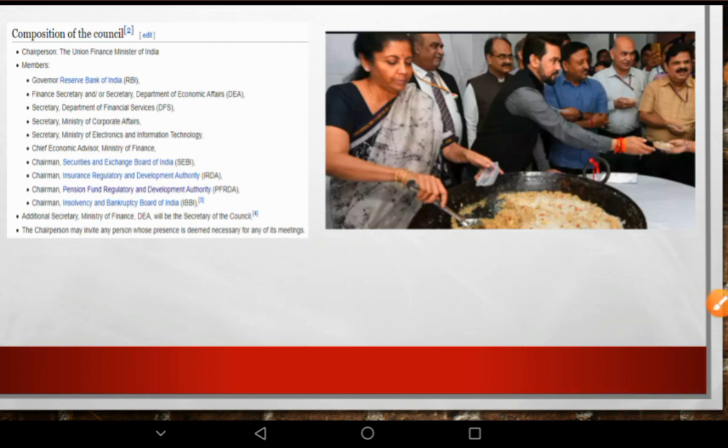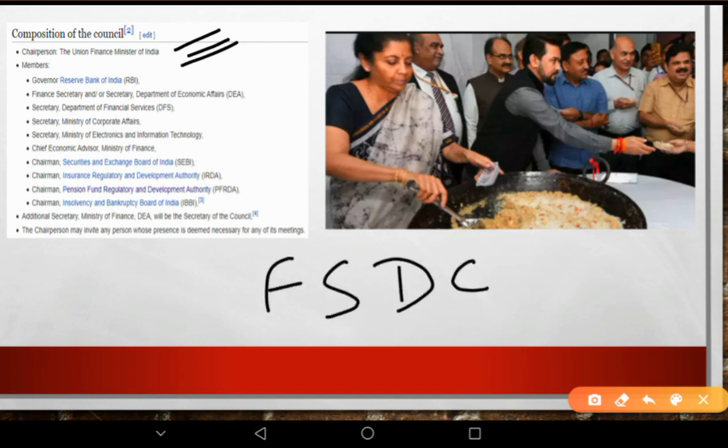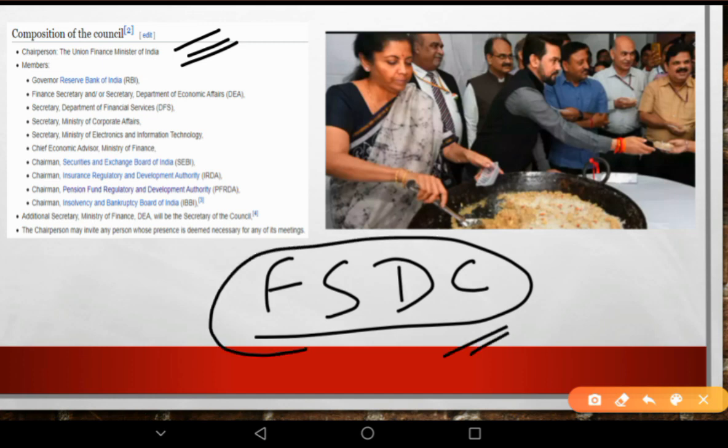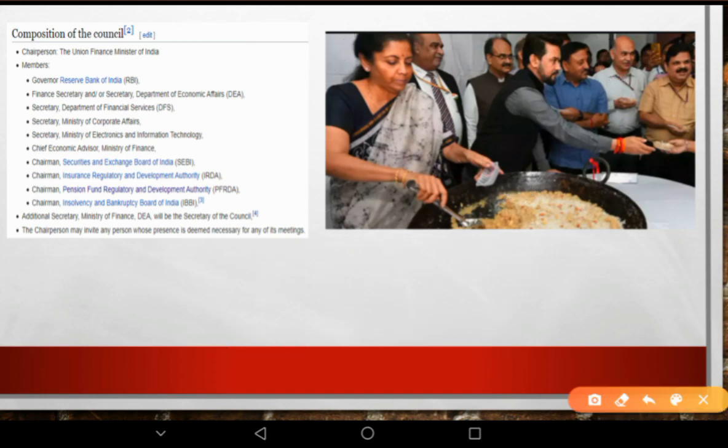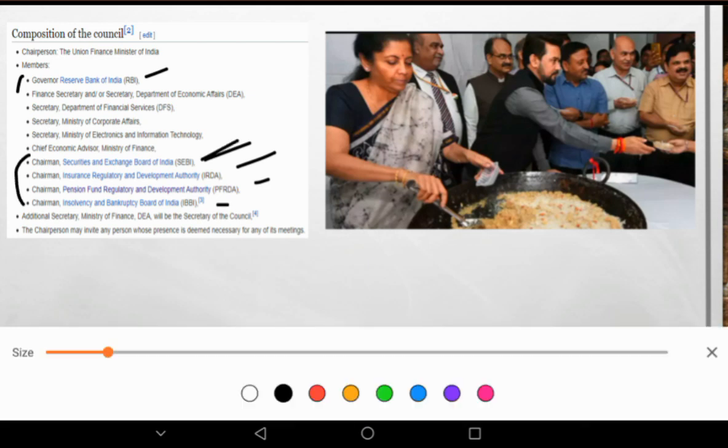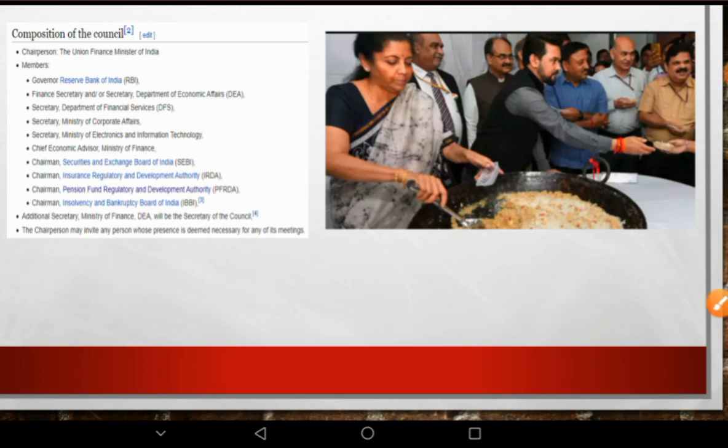Okay, so in this slide you can see the composition of the council. The chairperson is the Union Finance Minister of India. So the question may be asked in the exam: who is the chairperson of the Financial Stability and Development Council, which publishes the financial stability reports? The answer will be Nirmala Sitharaman, who is enjoying halwa before the budget day with Anurag Thakur, and here is the Department of Economic Affairs Secretary Atanu Chakraborty as well. So these people are also members of this committee, along with the RBI governor and the SEBI, IRDA, PFRDA and IBBI chairmen, all of which are regulatory bodies. So these people are part of this committee.